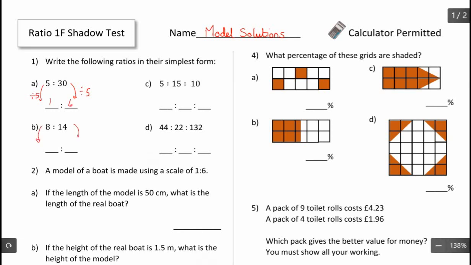In part B, the highest common factor of these two numbers is 2. We divide them by 2, we get 4 to 7. In C, the highest common factor of these three ratio parts is 5. We divide by 5, we get 1 to 3 to 2. And in part D, the highest common factor of all of those is 22. So we get 2 to 1 to 6.